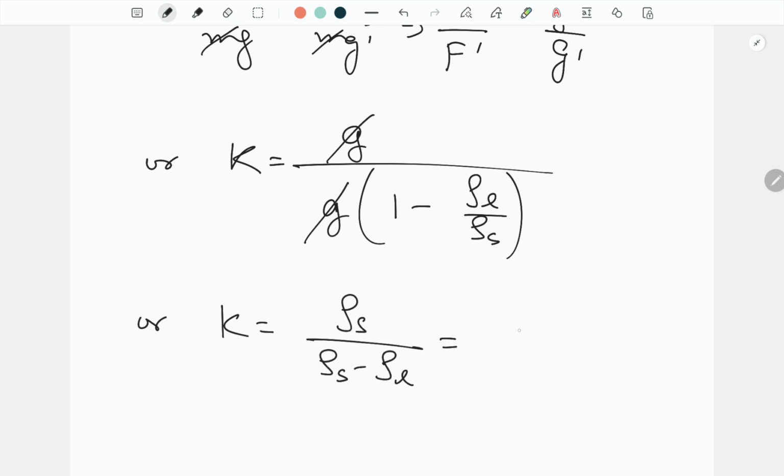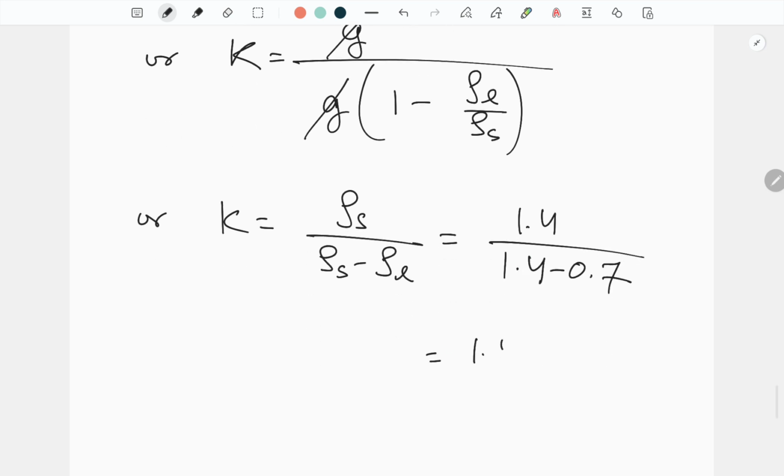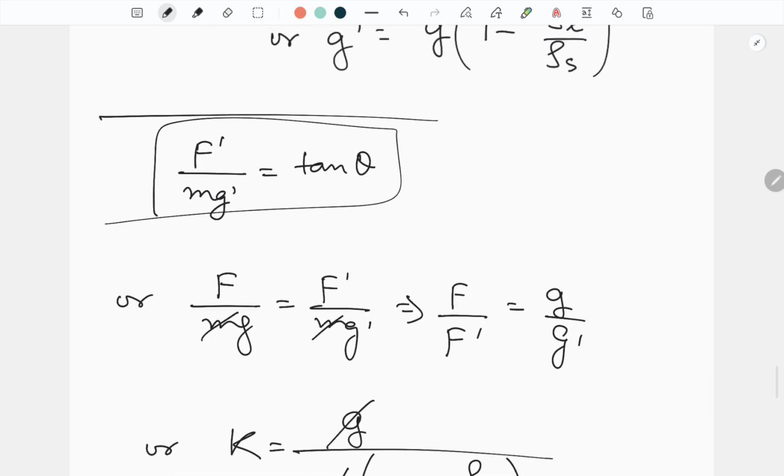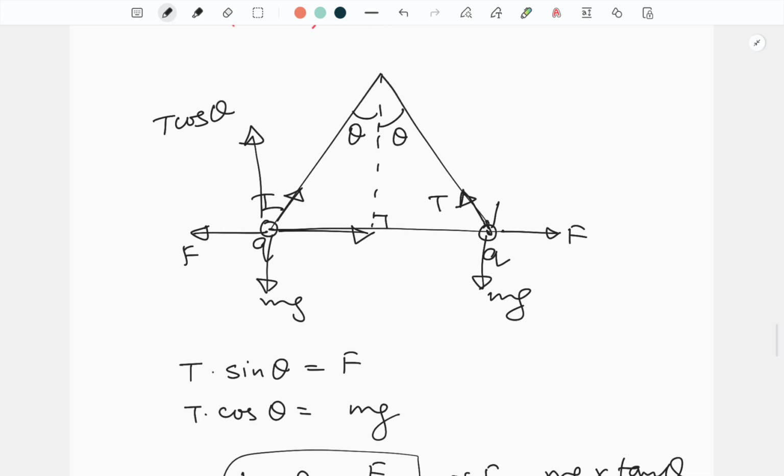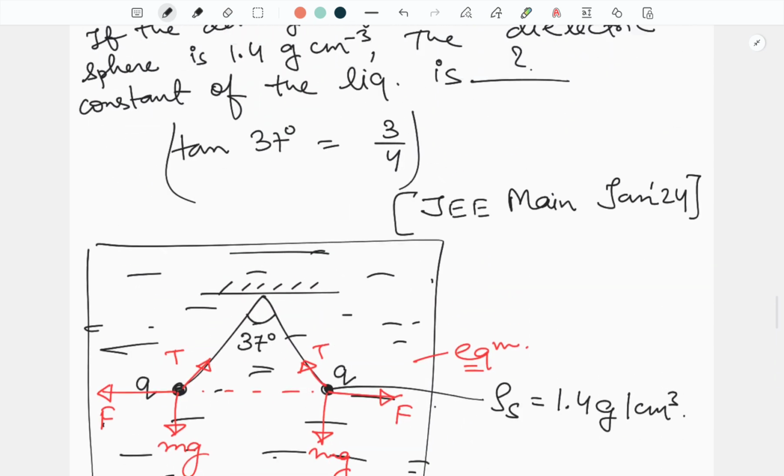In the question it is given rho s as 1.4 and rho l is 0.7, so you will get the answer as 1.4 divided by 0.7, answer is 2. Okay, so a little bit conceptual. Earlier we confused this question with some different question, sorry about that, but I think it's a very good question.